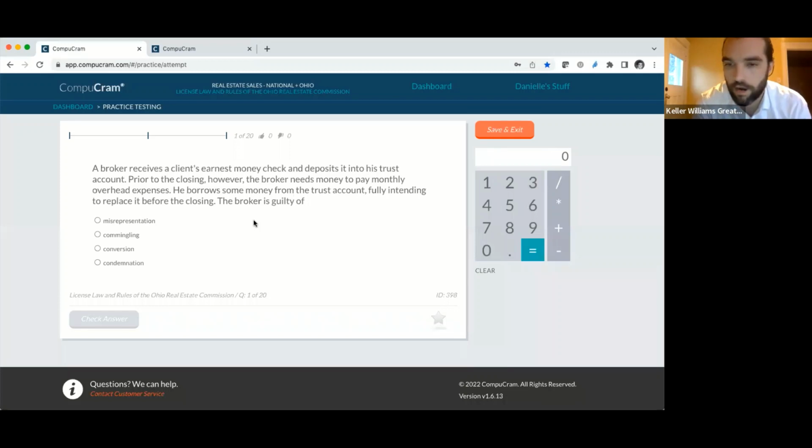License, law, and rules of the Ohio Real Estate Commission. Question number 1, a broker receives a client's earnest money check and deposits it into his trust account. Prior to closing, however, the broker needs money to pay monthly overhead expenses. He borrows some money from the trust account, fully intending to replace it before closing. The broker is guilty of A, misrepresentation, B, commingling, C, conversion, or D, condemnation.